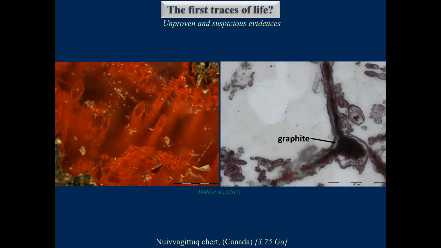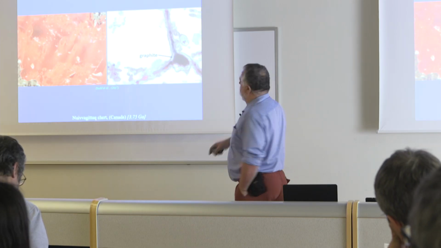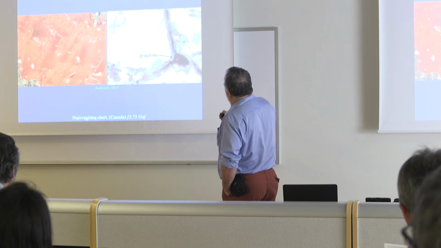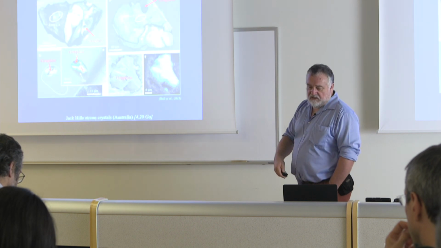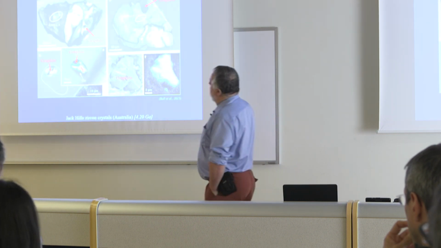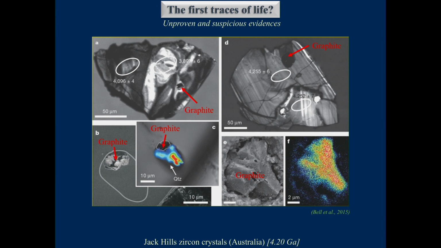Maybe you have seen this that has been published this year. In Nuvvuagittuq, 3.7 billion years, there are some tubes, or structures interpreted in terms of tubes. So this is the sample, this is the interpretation. And in this tube, there is some graphite here. And finally, the last point is in the zircons from Jack Hills, so very old ones. There is also graphite. There are some pieces of graphite.